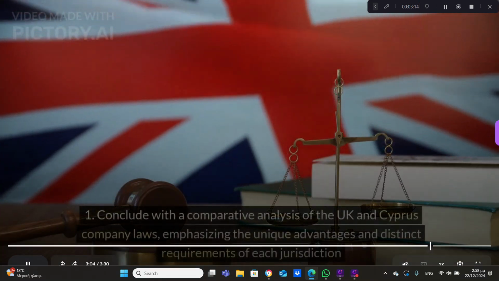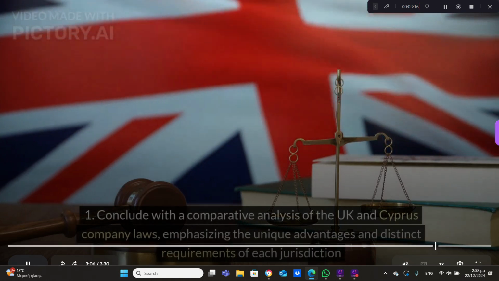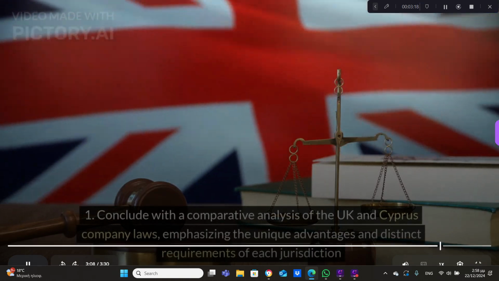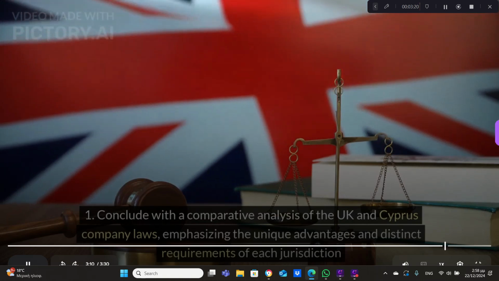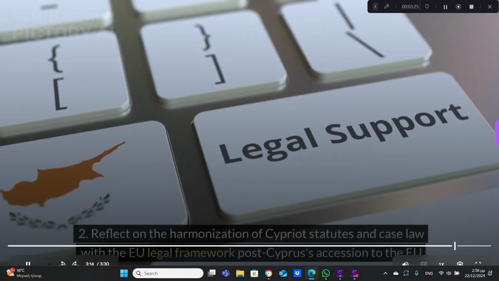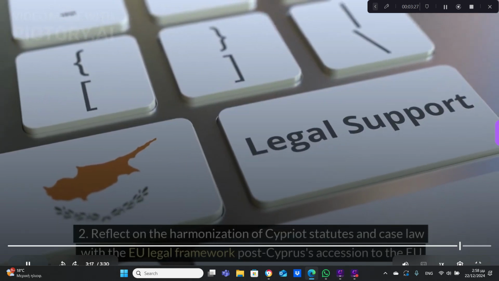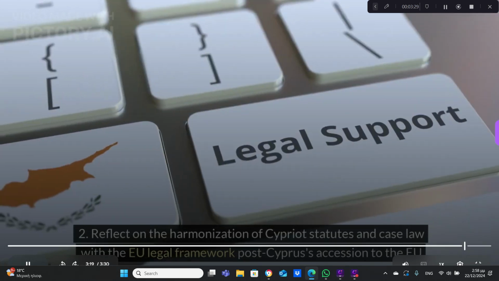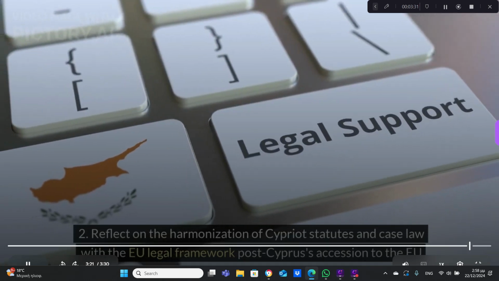Conclusion and comparative insights. 1. Conclude with a comparative analysis of the UK and Cyprus company laws, emphasizing the unique advantages and distinct requirements of each jurisdiction. 2. Reflect on the harmonization of Cypriot statutes and case law with the EU legal framework post-Cyprus's accession to the EU.